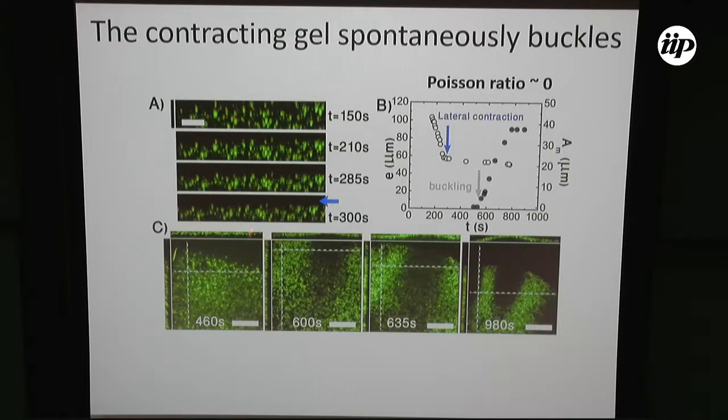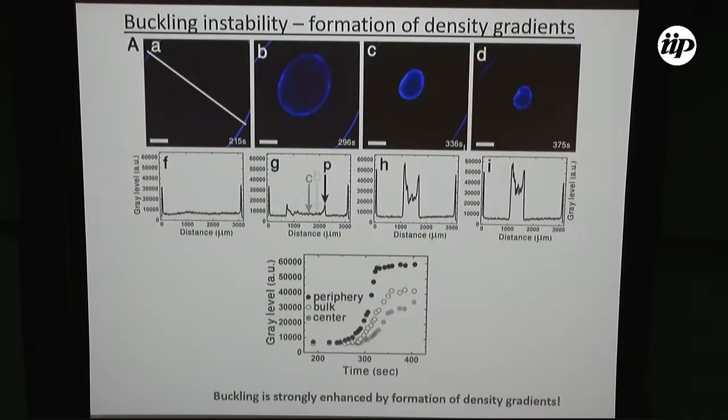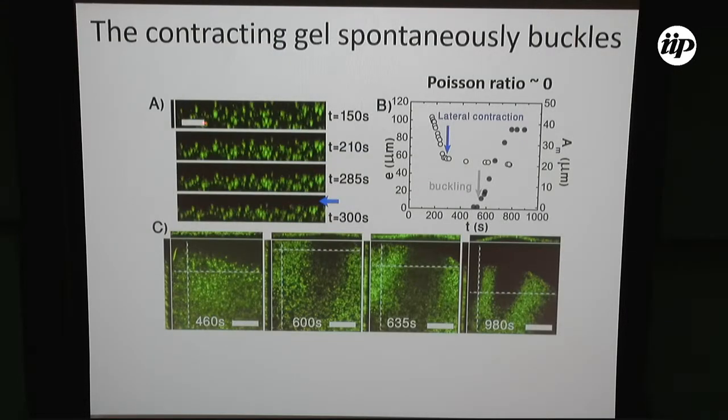So what I brought here is in fact a side view of the gel during contraction. And what we see is that initially the gel really gets thinner and thinner. The gel gets thinner and thinner, and only then, after it reaches a certain thickness, it starts to contract laterally. So we have a thinning process and then lateral contraction.